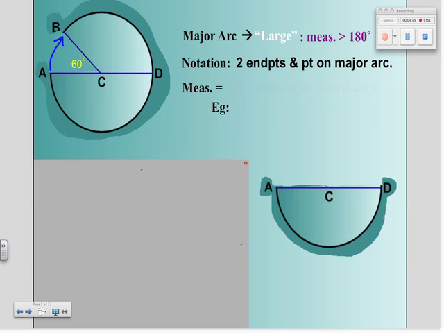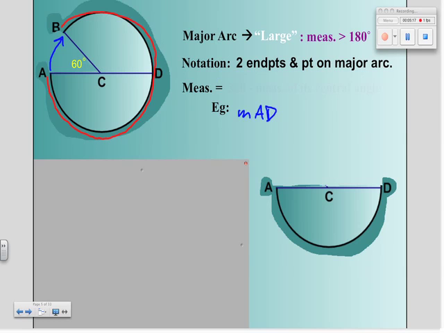So we need to be specific about when we're talking about our arc going from A to B, which arc we're alluding to. Well, that comes in using the two endpoints and the point on the major arc. So our major arc in this case, to be clear, would be the measurement we're going to find in a moment of arc A going through D and stopping at B.